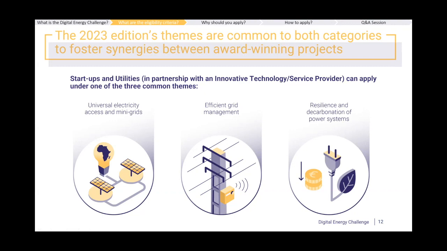So if you are eligible to either the startup or the utility category, then you have to comply to a theme of the challenge. So this year there are 3 themes that are common to both categories, startups and utilities. The 3 themes are first, universal electricity access mini-grid, second, efficient grid management, and third, resilience and decarbonization of power systems. So I will just, in the next slides, explain the difference and what lies behind these themes, so that you can understand better if your project fits into one of them.